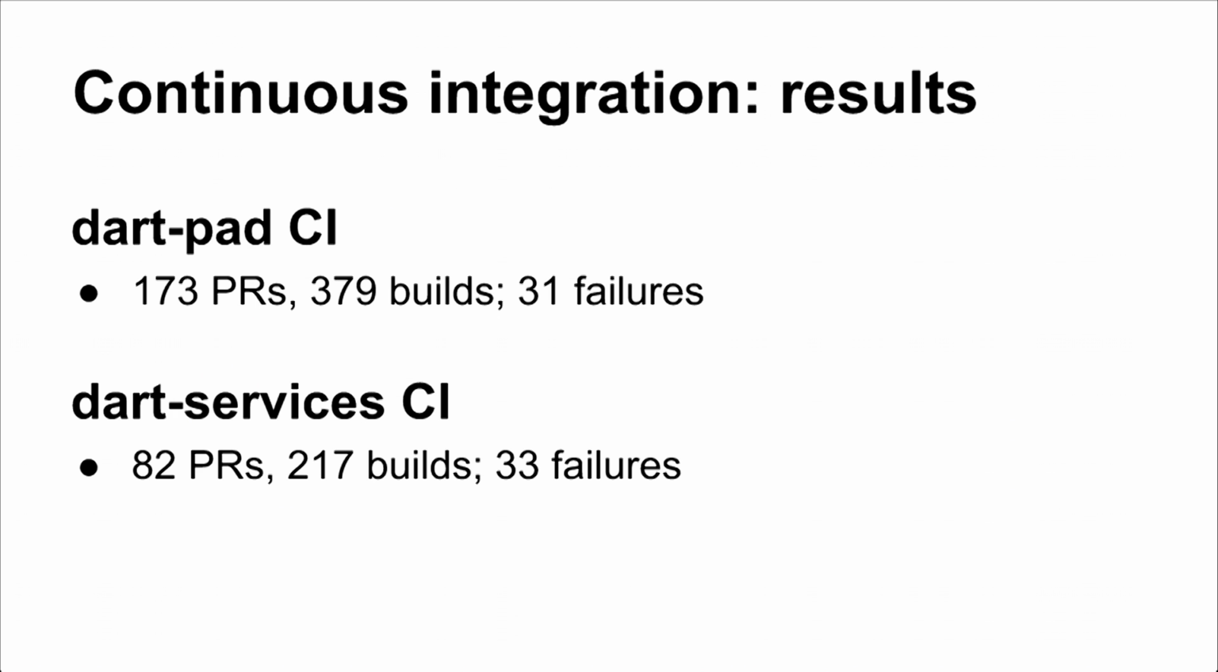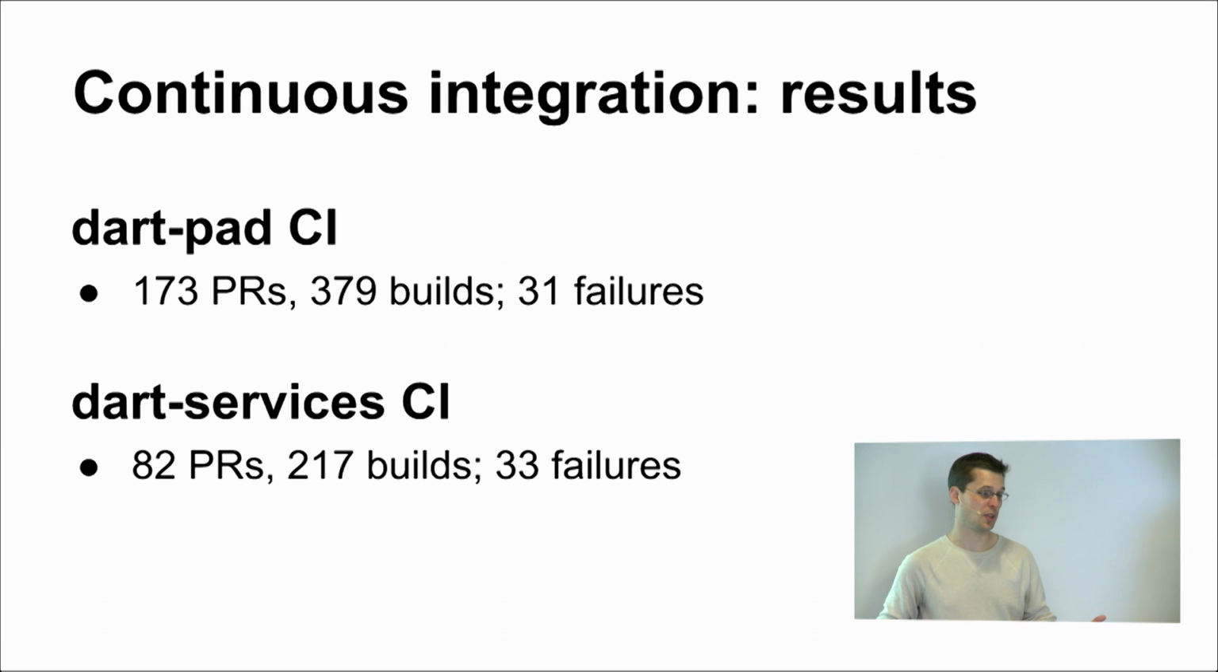And just to validate using it, these are the results as of a week or two ago for DartPad, where the UI project had about 200 pull requests, 400 builds, and 30 failures. And the service backend had about 100 PRs, and again, failures. The good thing about getting those failures is those all happen in pull requests. So you get visibility of that, and every time we merged code to master, we knew that it was working. So master always stayed clean and shippable.